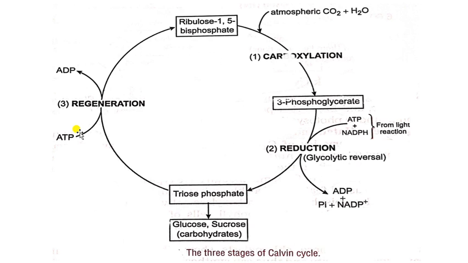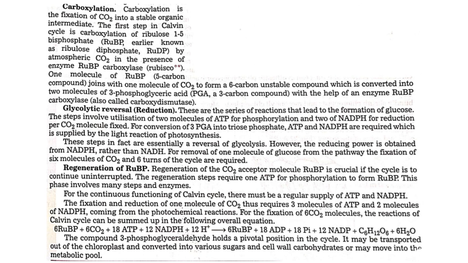For the fixation of 6 carbon dioxide molecules, the reactions of Calvin cycle can be summed up in the following overall equation. Now see the equation: 6 RuBP plus 6 CO2 plus 18 molecules of ATP plus 12 reduced NADP plus 12 hydrogen ions give 6 RuBP plus 18 ADP (adenosine diphosphate) plus 18 inorganic phosphate (Pi) plus 12 NADP plus glucose C6H12O6 plus water.